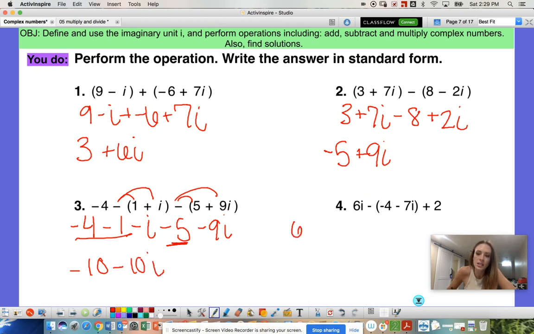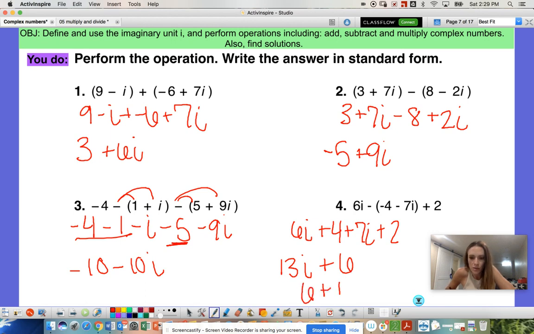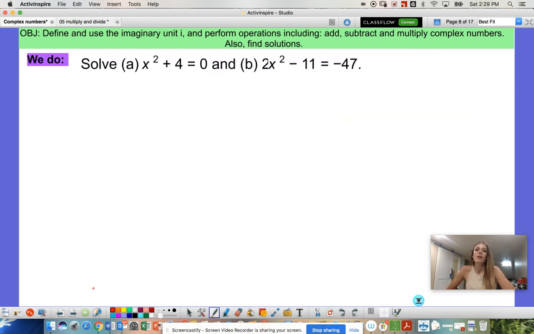This one here is 6i plus 4 plus 7i plus 2. So for this one, we'll have 13i and then 6. So don't leave it this way. Write your imaginary numbers second. So this would be the standard way to write this. That's correct. Okay. All right. When we're solving, you guys know how to solve by taking square roots.